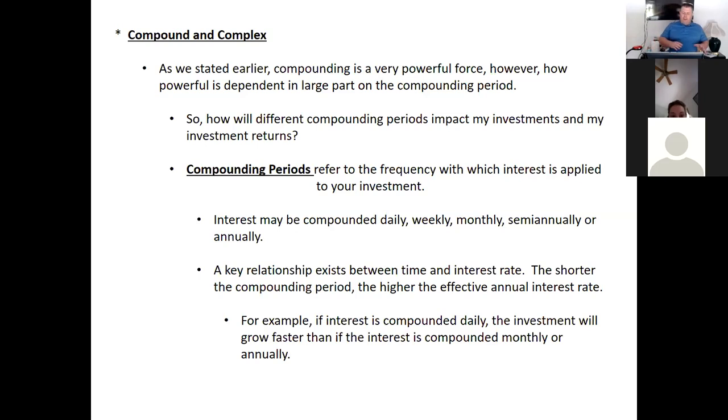So for example, if interest is compounded daily, the interest will grow faster than if the interest is compounded monthly or annually.